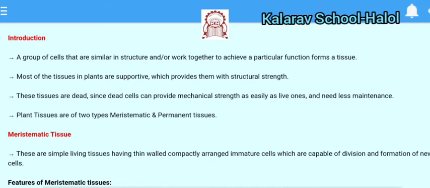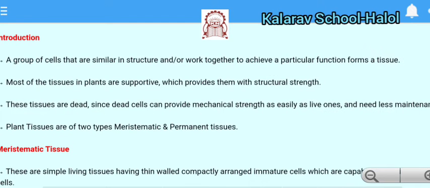So firstly, what is tissue? A group of cells that are similar in structure or work together to achieve a particular function form a tissue. So we can simply say that a group of cells is called tissue. So the tissues are very important because they provide support and strength to the body. The tissue may be dead, so they provide mechanical strength as easily as live ones and need less maintenance.